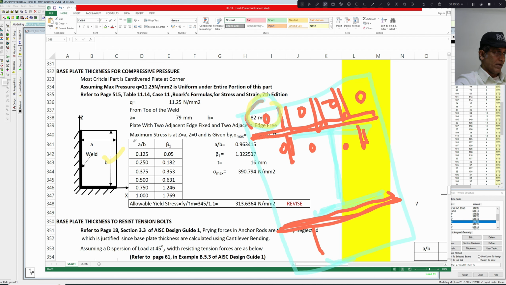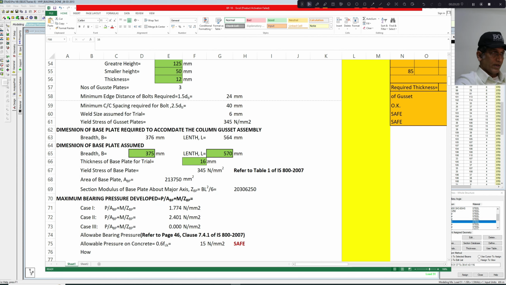So there is AB, and this stress has been taken from Hooke's law for stress and strain. So see, the maximum stress is 390 Newton per millimeter square, and it is asking for revision. So let us go back to the initial part itself of the Excel file and revise the base plate thickness. Let us make this base plate thickness as 20 mm.